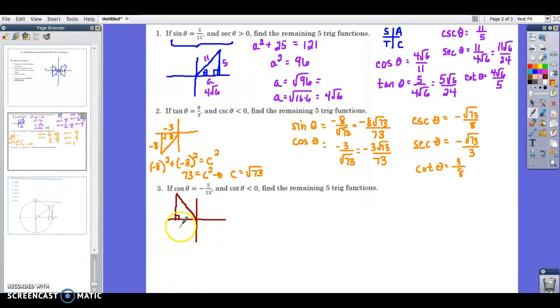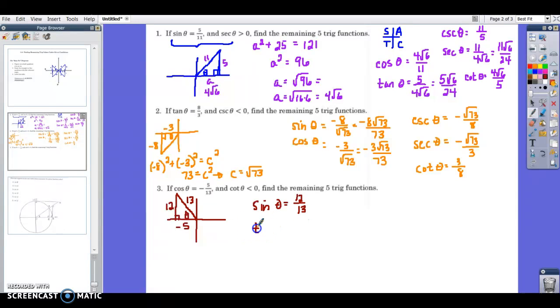so cosine is, here's theta, cosine is negative 5 over 13. Hopefully you know your Pythagorean triples. That makes that 12. That's positive because it's on the positive side of the y-axis. The 5 is negative because you're on the negative side of the x-axis. Okay, so here we go. Sine of theta is going to be 12 over 13.